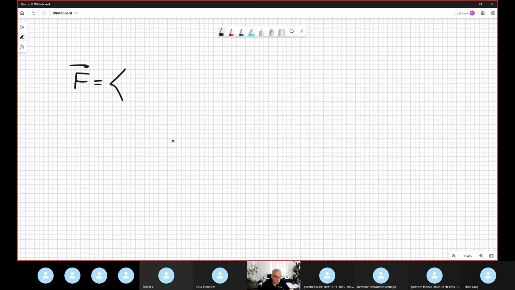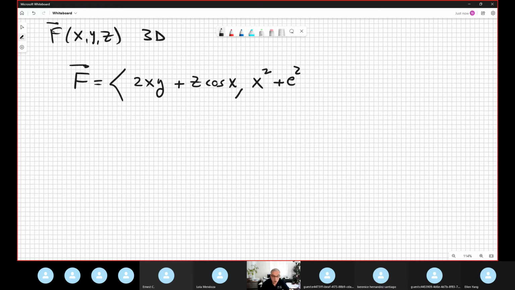Suppose one vector field in 3 dimensions: 2xy plus z cosine x, comma. This vector field contains, of course, 3 variables. It's a vector field in x, y, z. It's a classical 3D, no? 3 components. The comma is a comma, x squared plus e to the z, wow, weird, minus sine y, comma, y e to the z plus 3z squared plus sine x. Wow, weird. Don't be scared.